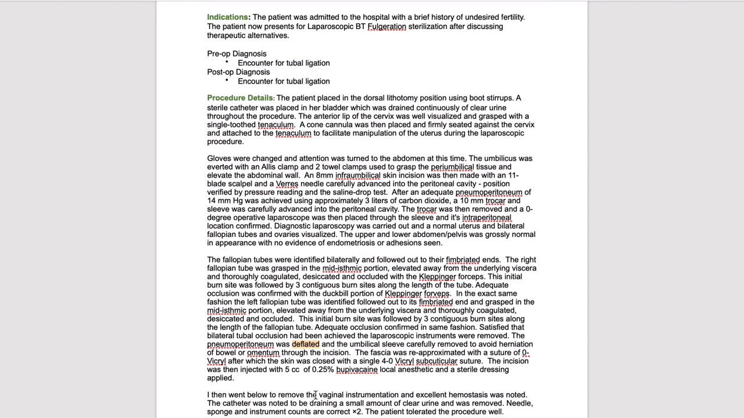And it says, I then went below to remove the vaginal instrumentation. Excellent hemostasis was noted. Catheter was noted to be draining a small amount of clear urine and was removed.